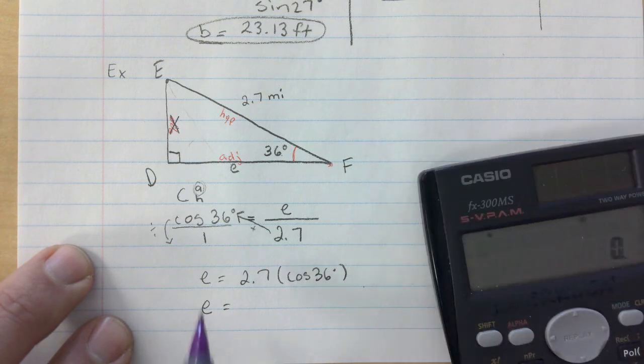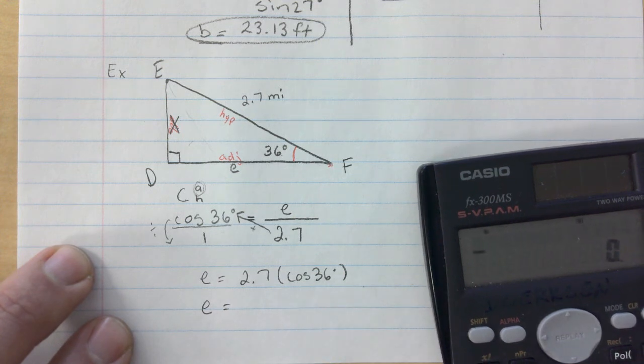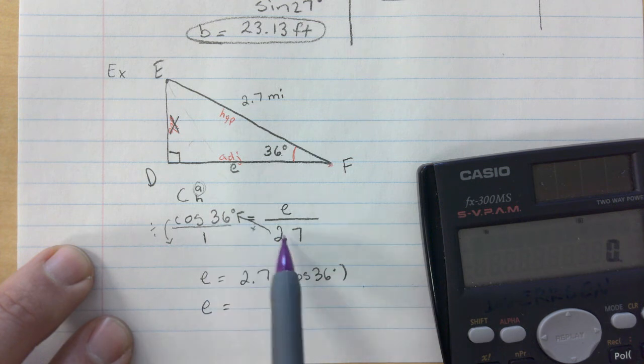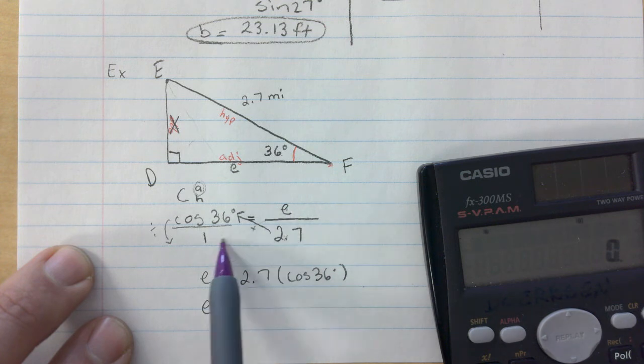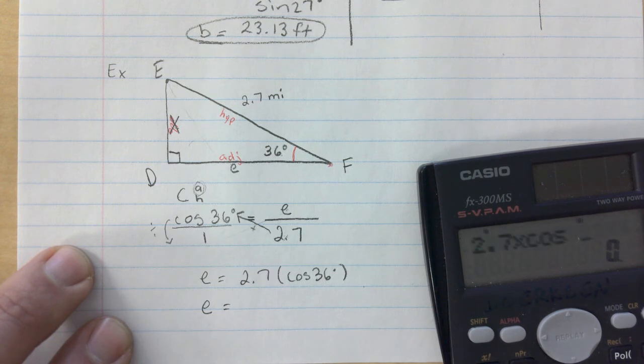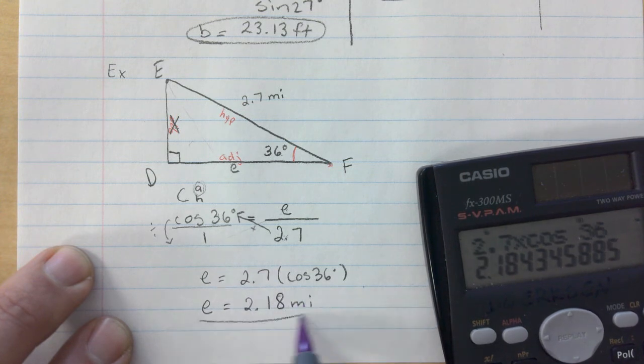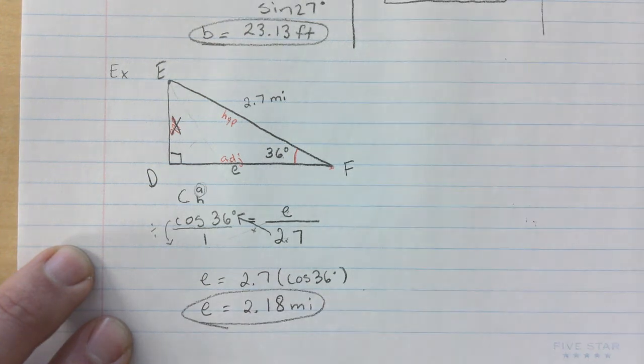And you're like, what about dividing by 1, Mr. Dirksen? Sure, you can do that if you want. But I'm not. It's basically just to let you know that in this case, you're multiplying 2.7 by cosine of 1. If 2.7 had been up here, you would have been multiplying it by 1, then dividing it by cosine of 36. So this is 2.18 miles. You got that taken care of.